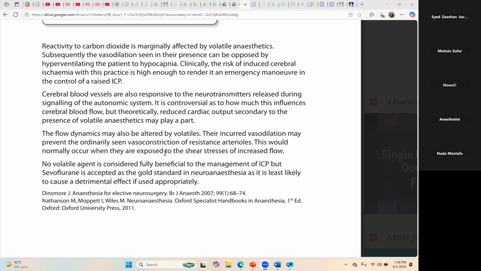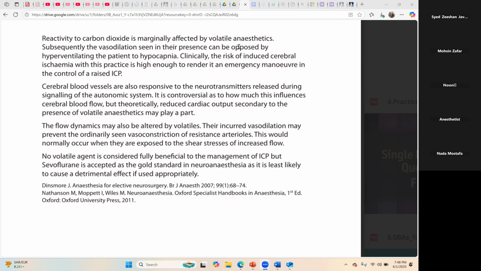I don't understand this point: their induced vasodilatation may prevent the ordinarily seen vasoconstriction of resistance arterioles. I think they are saying that the volatiles abolish this flow dynamic control through vasoconstriction, which would normally occur when they are exposed to the shear stress of increased flow. I don't understand what the clinical significance of it is. Okay.